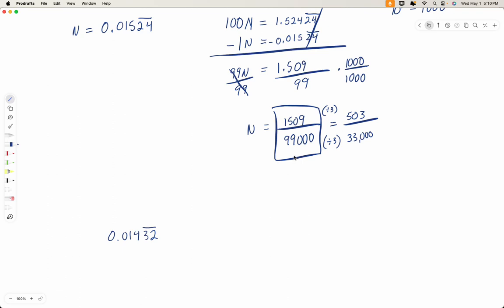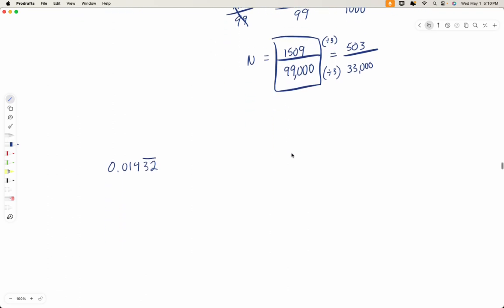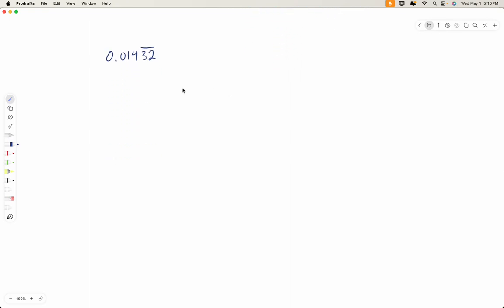I was going a step too far. This is the answer that it's looking for, and it wants a comma right here when you type it in. All right, so on this one, again, we set that equal to n, whatever n is, or you could use x or t or s, it doesn't matter.